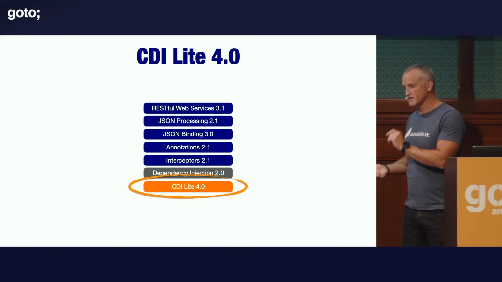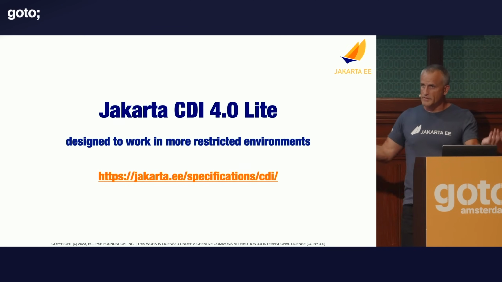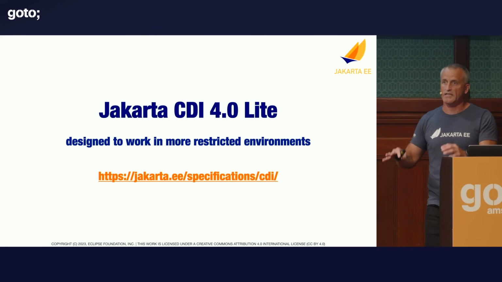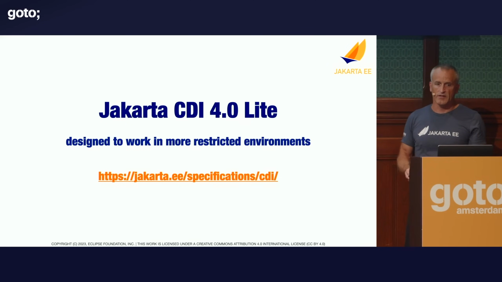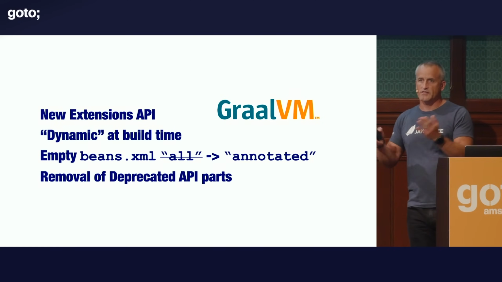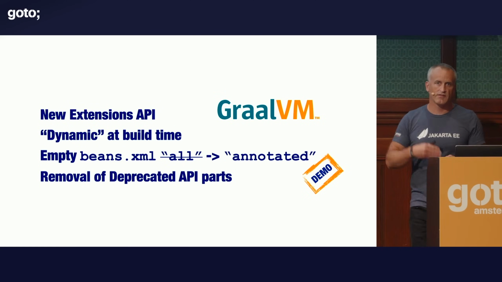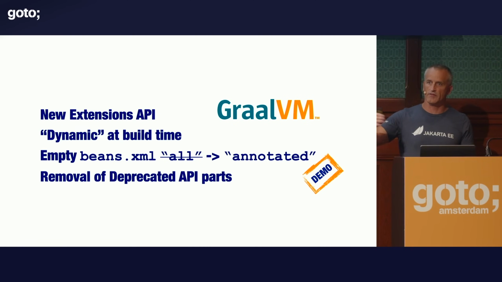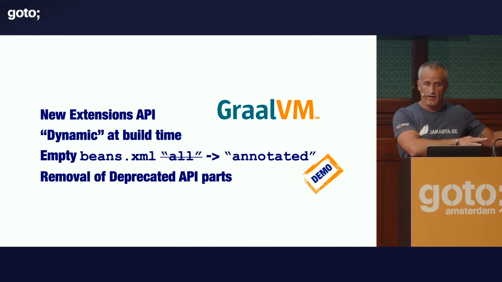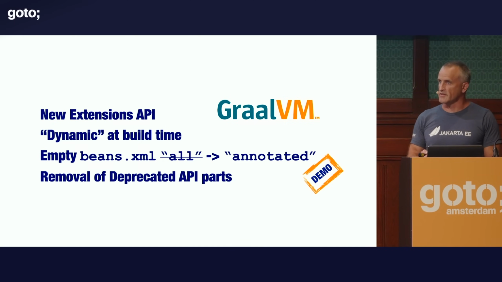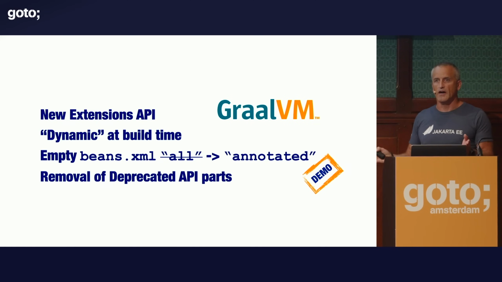And one of the key specifications in Core Profile was CDI Lite. And CDI Lite, besides being smaller than CDI, is also designed to work in more restricted environments. And with more restricted environments, we mean we want to do all the dynamic stuff that CDI does at runtime, we want to do that at build time. And you probably see where I'm going with this if you've been to some of the GraalVM talks today. So if you can resolve all the dynamic features at build time, we can build native images on Jakarta EE. And that's kind of the whole idea behind CDI Lite.